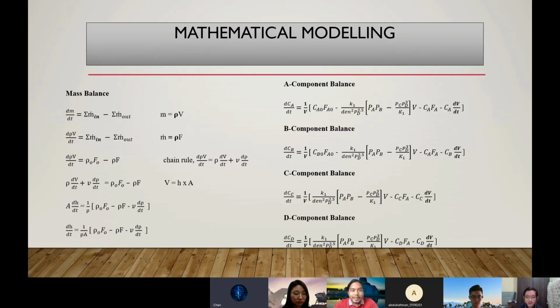Hi, my name is Muhammad Amir bin Azmi, and I will proceed with the process modeling section. First of all, mathematical modeling. For mathematical modeling, we will use the rate law R equals k1 over den squared, PD to the power 2.5, multiplied by the bracket PA PB minus PC PD cubed over K1. This rate law will be used for all components A, B, C, and D. The mass balance is as shown below. We have one inlet and one outlet.